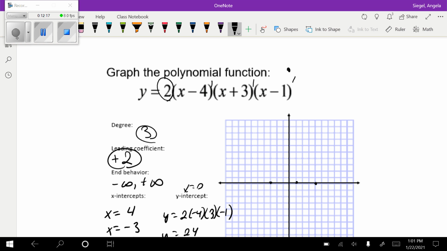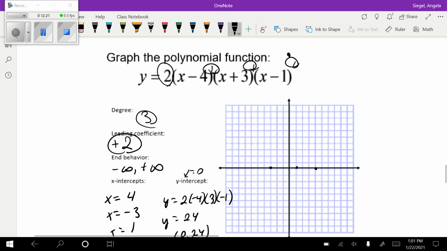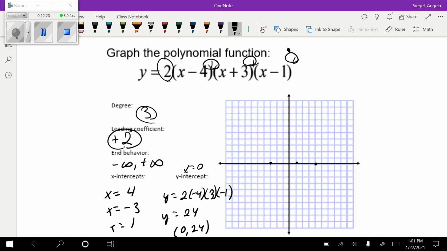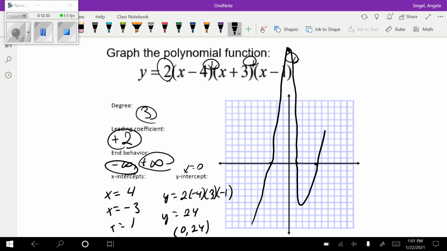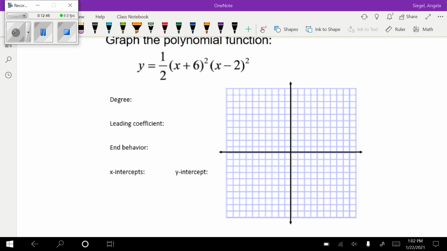Okay, so let's put this together. Notice I have no bounces because there's no squares. So it's going to go from negative infinity and then go to positive. We're going to end up in positive infinity. So I have this curve going up here to 24, then it's going down, and then it's going back up. So what I was saying before is I don't know how far down this goes. I don't know, but that's okay. I'm giving the basic look of what the graph looks like.